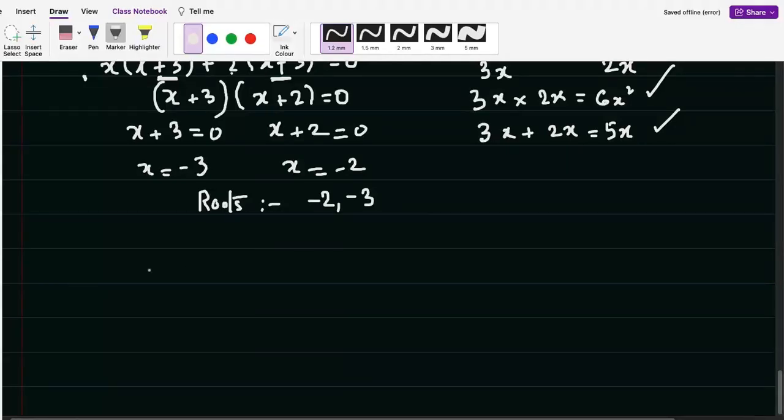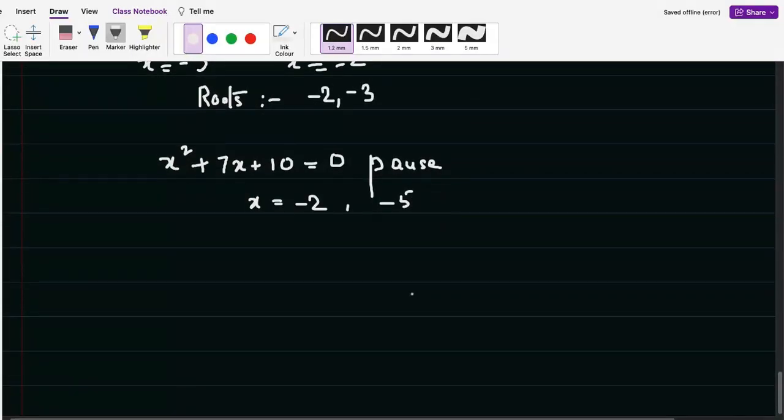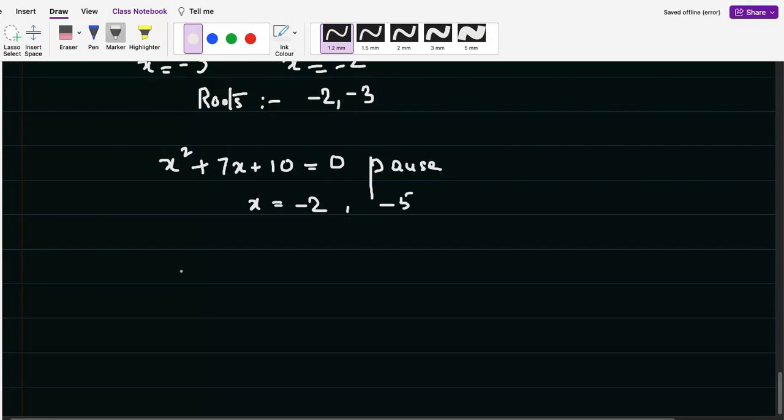x square plus 7x plus 10. Okay, this is very simple. 7x plus 10 can be written as, you tell me. Very simple problem. Apply the same as above, you will get the answer. Pause the video here, do the problem, get the roots of this, and then check the answer. Okay, I have got the roots as negative 2 and negative 5. Got it? Okay, now we will do one problem where the middle term is negative.